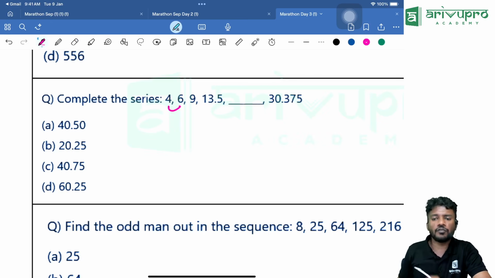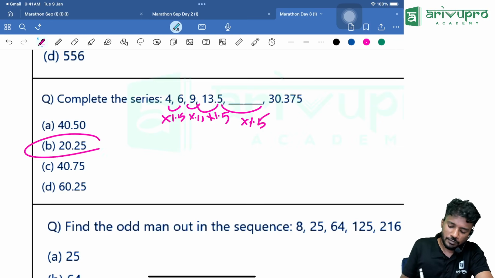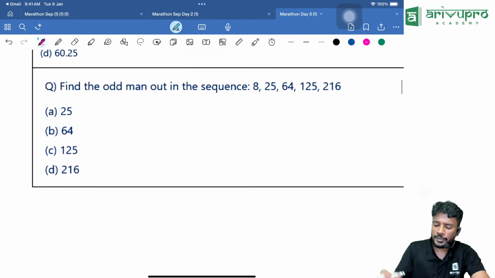Now you tell me, how will 4 become 6? Into 1.5. 9 becomes 13.5, into 1.5. Then 13.5 into 1.5 is how much? 20.25. Option B is your answer. Now tell me who is the odd man.